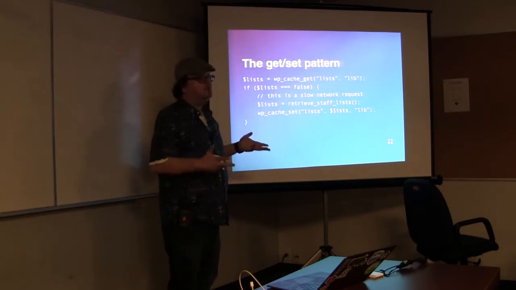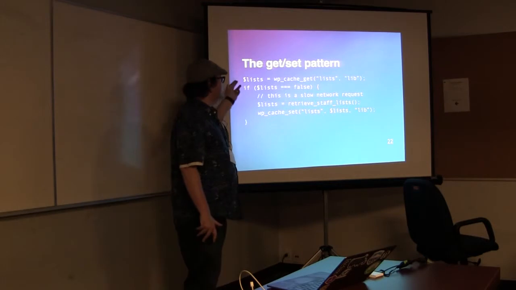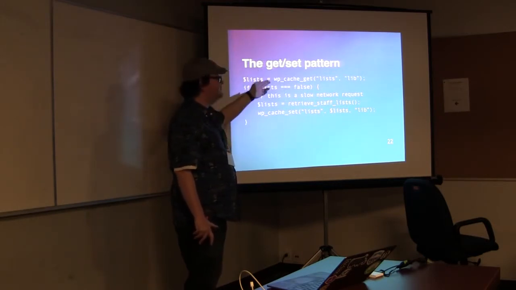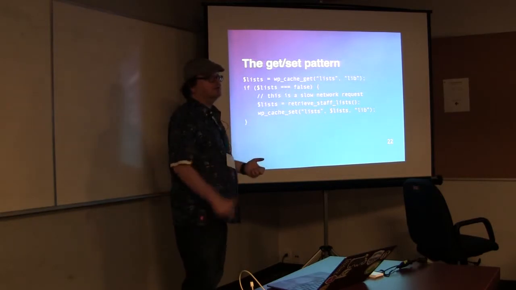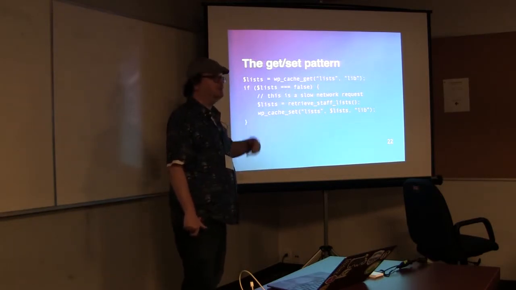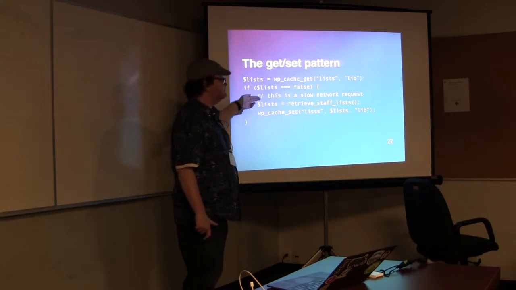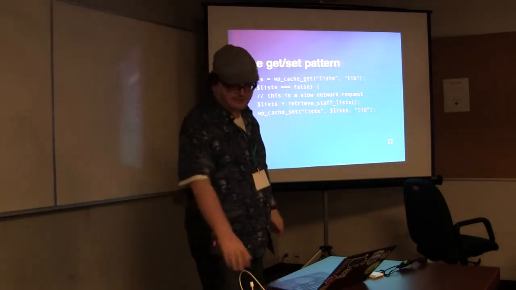So, for example, this is one way that you might implement a staff list for a library. We want to store our lists in a cache key called lists in the lib group. So we wp_cache_get. If lists triple equals false, I don't care about the force thing here because I know I'm never going to put false in there. If it's false, then it doesn't exist. So do the slow network request to retrieve the staff lists, then set the key, and now it is there for the next time.